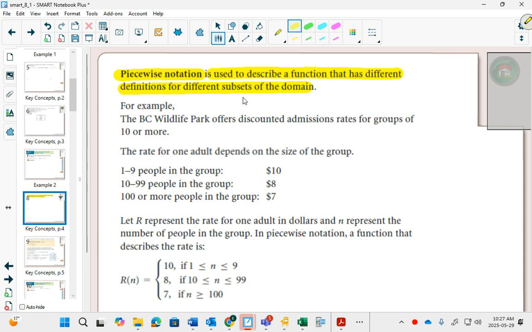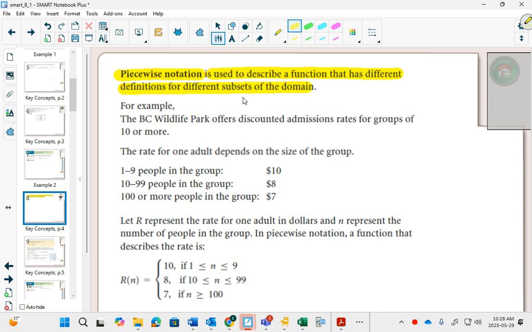So for example, they have here BC Wild Park offers discounted rates for groups of 10 or more. Right? If you have only 1 to 9 people, you pay $10 per person. 10 to 99, $8, 100 or more. I can't imagine bringing a field trip to a park with 100 people, but I guess you could. Then you're only paying $7.